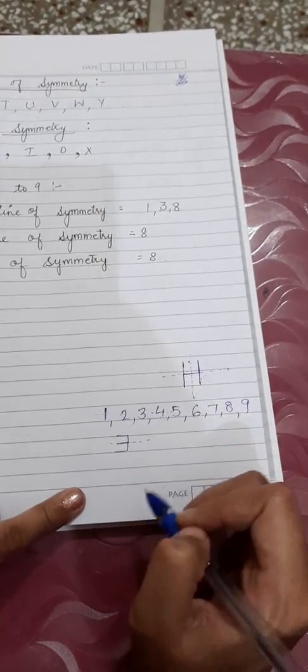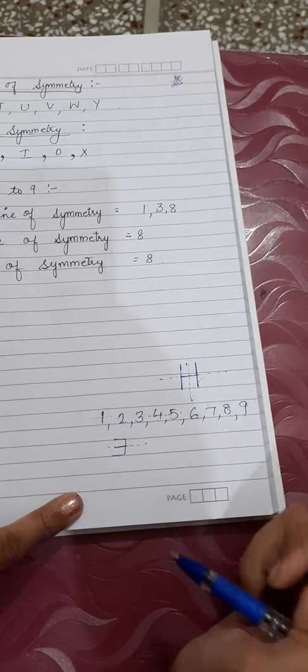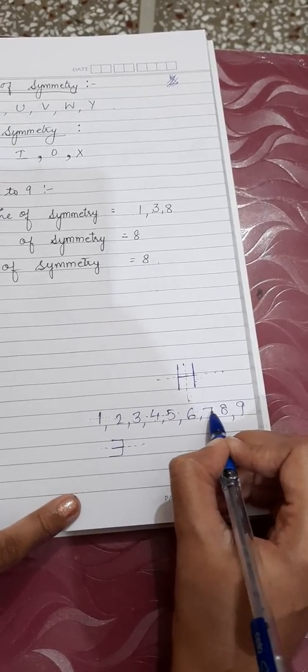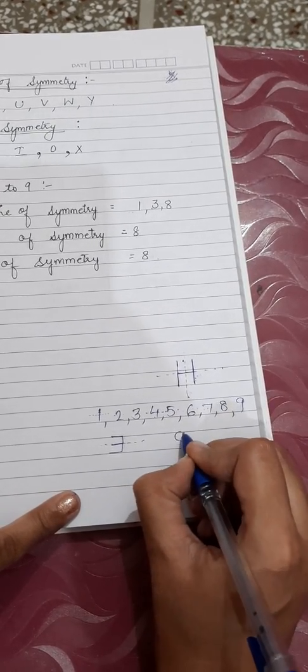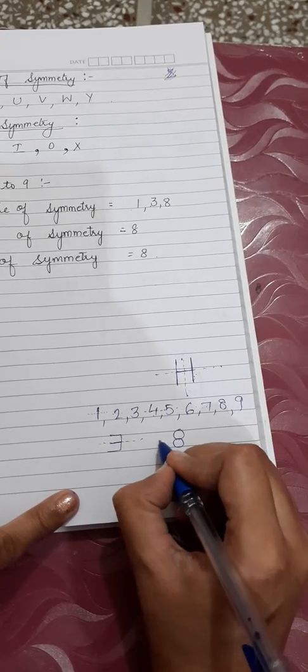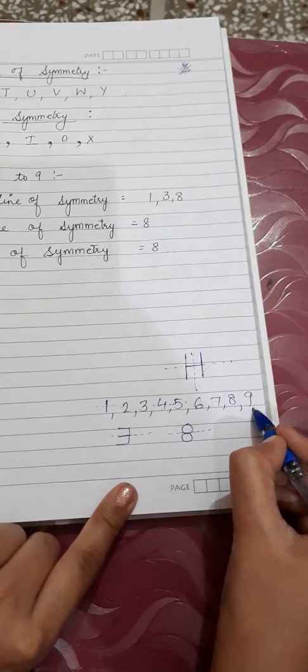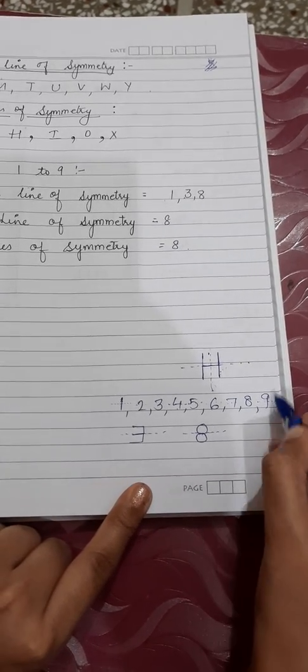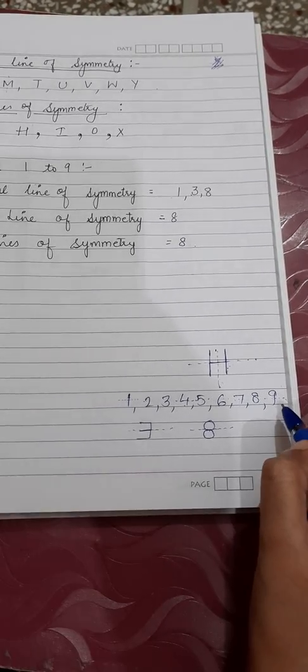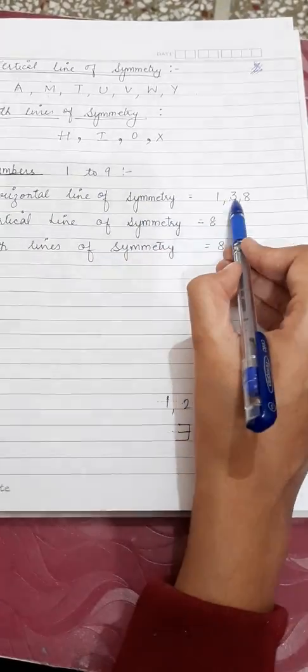4, no, 4 will not come. 5, no, 5 will not come. 6, no. 7, no. 8, yes. 8 we are writing like this. So if I'm going to draw the horizontal line, it is going to overlap. 9, no, it is not overlapping. So 9 will not have the horizontal line of symmetry. The numbers which are going to have horizontal line of symmetry is 1, 3 and 8.